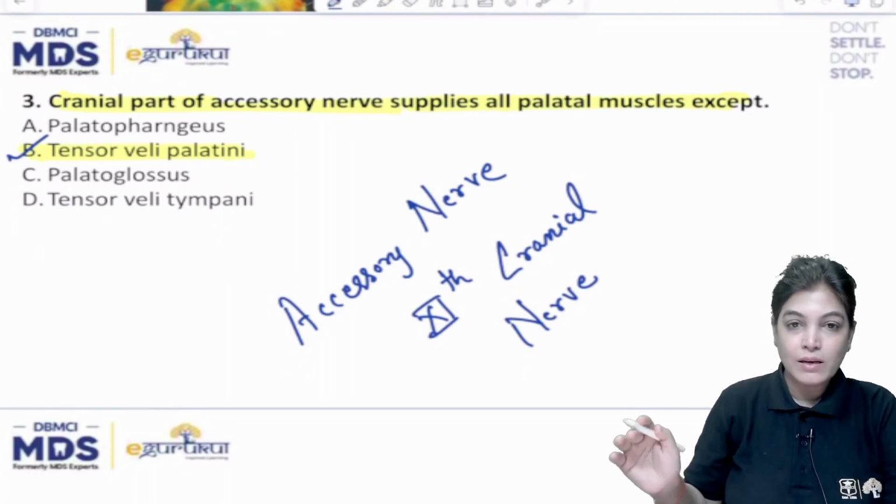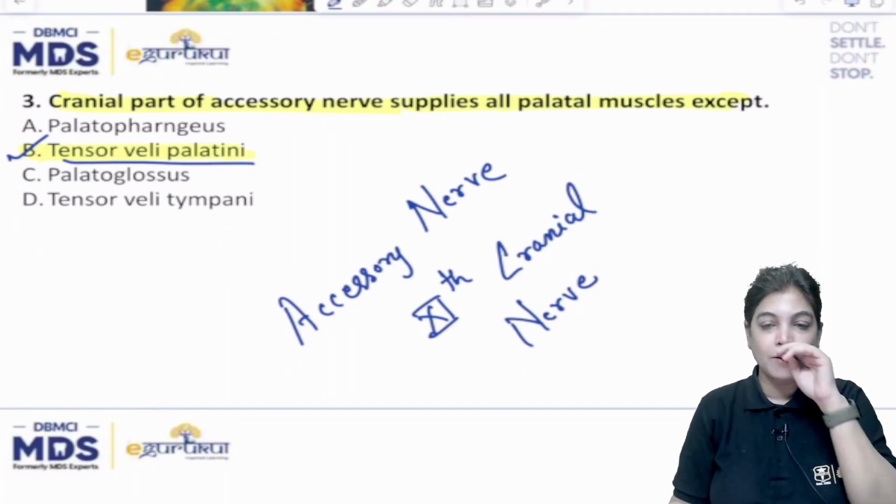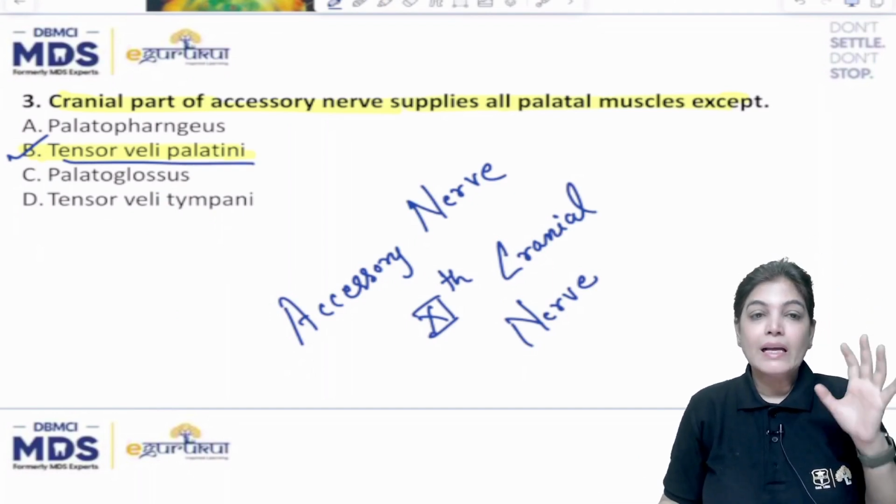So basically all the muscles of soft palate. But if we talk about tensor veli palatini, it is not supplied by the cranial part of accessory nerve.